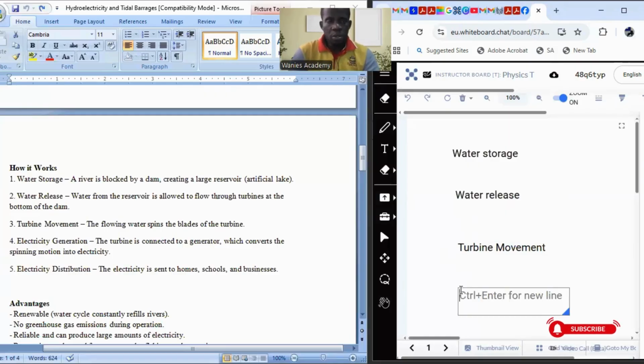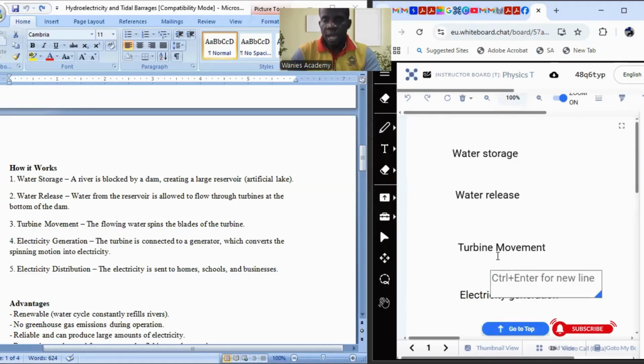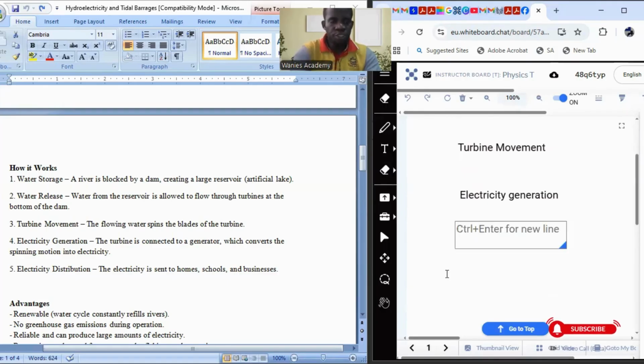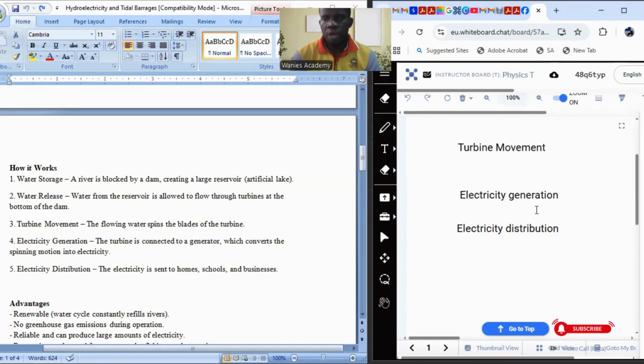Number 4, we see electricity generation. I'm going to explain each of them. Then we are going to see electricity distribution. Now, let me explain each of these steps. Each of these steps, I'm going to explain them.